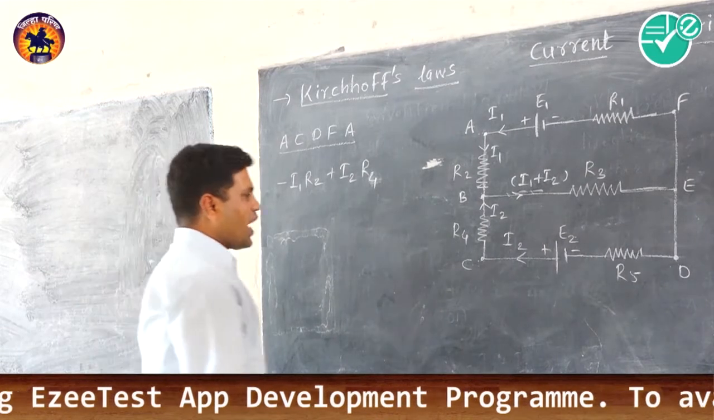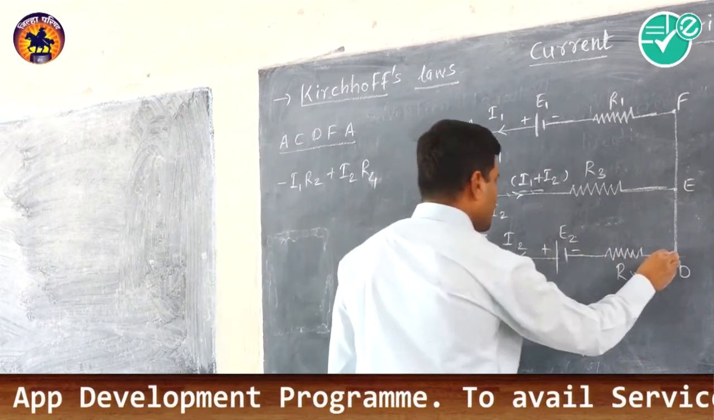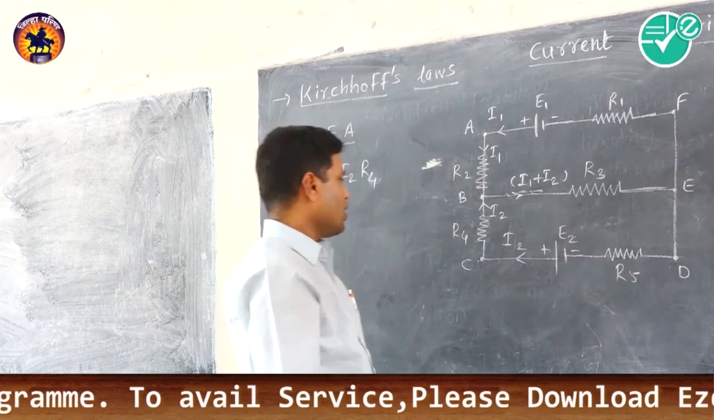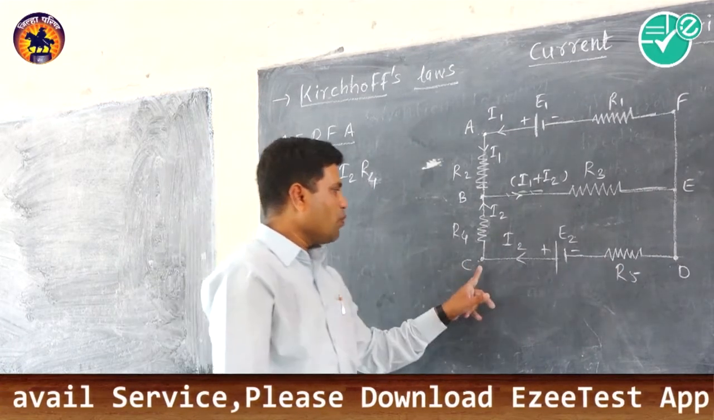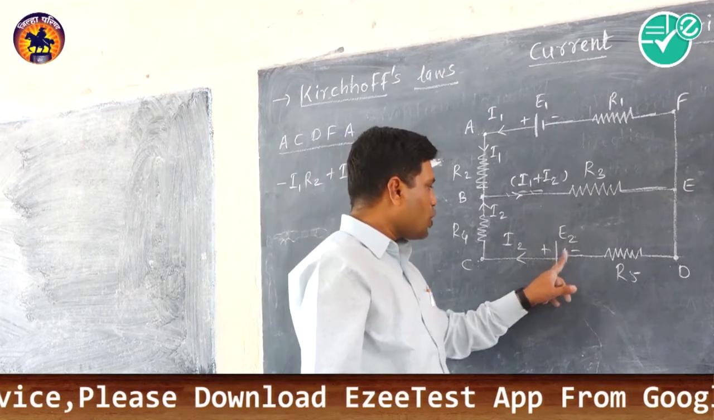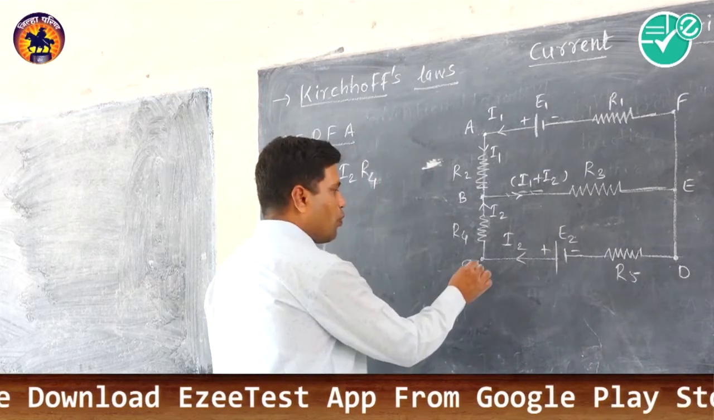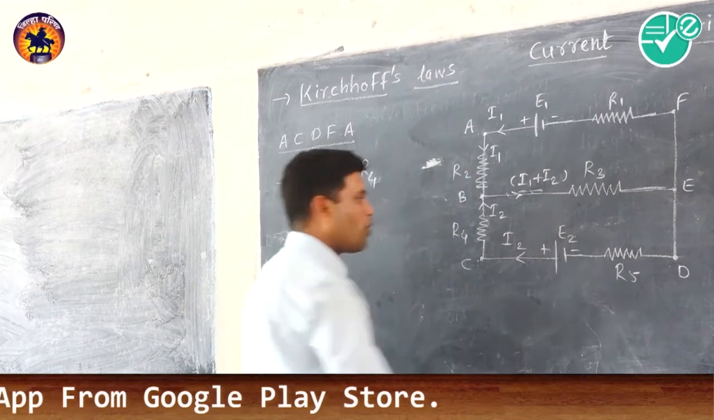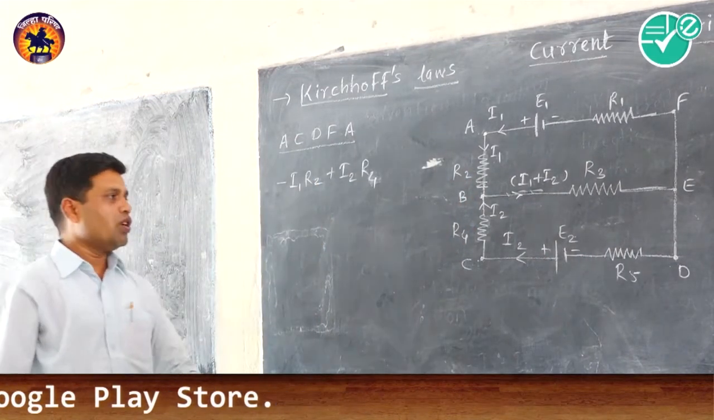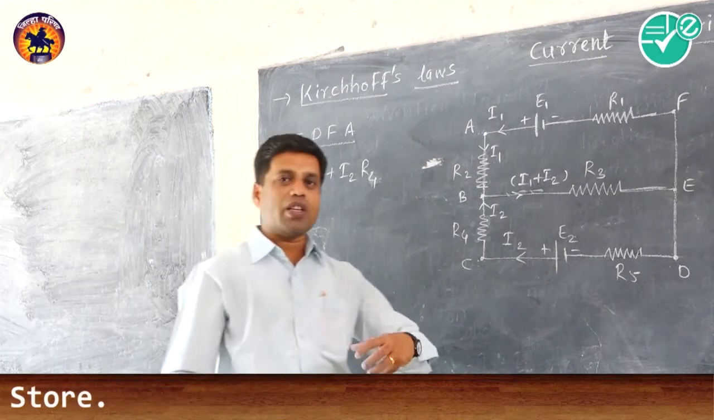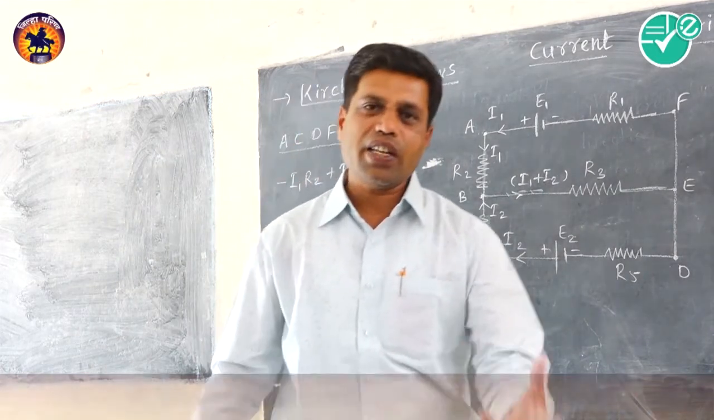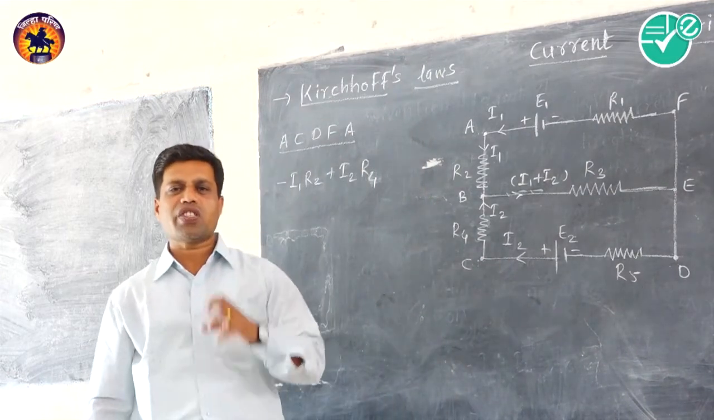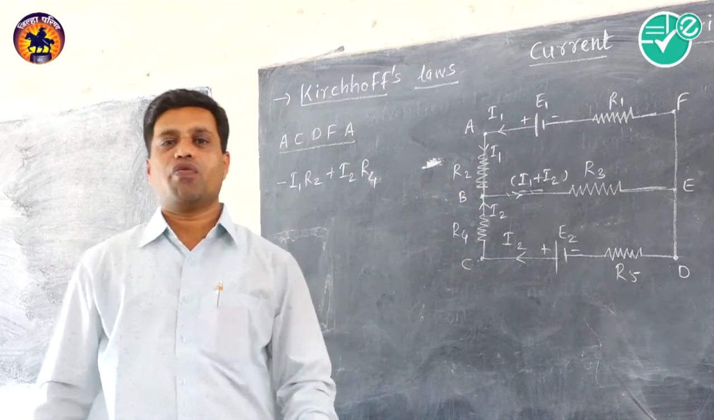Okay. After that, as we move C to D, we have two components. First is EMF and second is R5. As we move C to D, we are moving from positive to negative terminal of a battery. According to the rule, if we are moving from the positive to the negative terminal of a battery or cell, then the EMF of such a cell will be treated as negative.